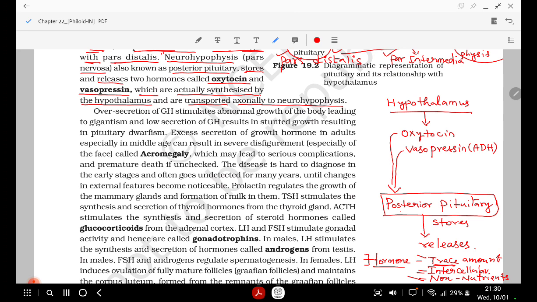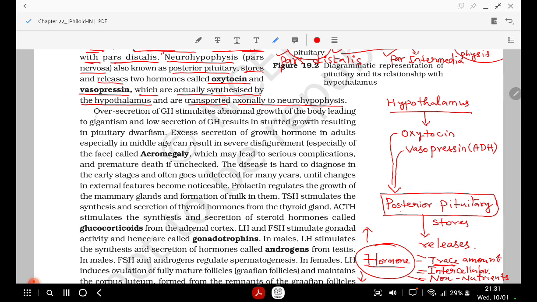Trace amounts required. That's why over secretion or lower secretion of these hormones causes disorders. Hormones should be secreted in a balanced way; over secretion or under secretion causes abnormalities or diseases. So that only we are observing here.